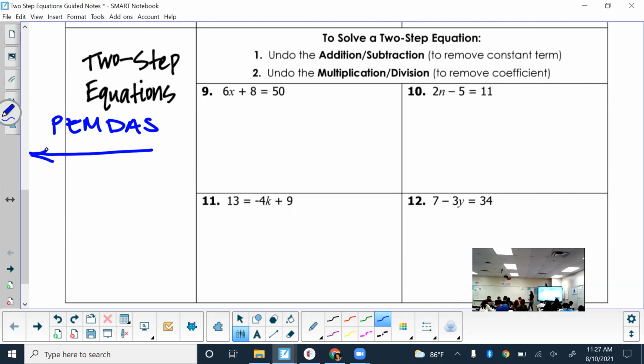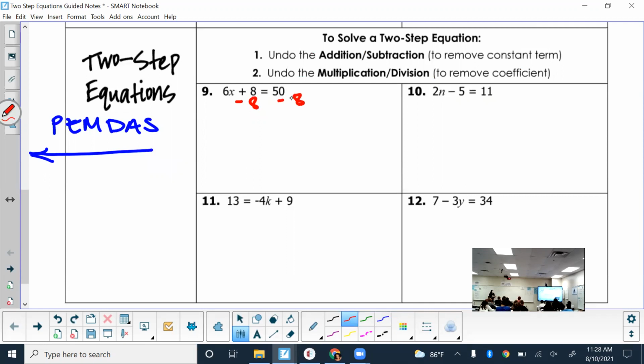All right, another way that you can think about it is that you are getting rid of what's farthest away from the variable first. So like this 6 is squished up next to the variable, so I'm not going to get rid of that first. But the 8 is separated by a plus sign. All right, so what are we getting rid of first, the 6 or the 8 in number 9? The 8. And how do I get rid of it? By subtracting 8.